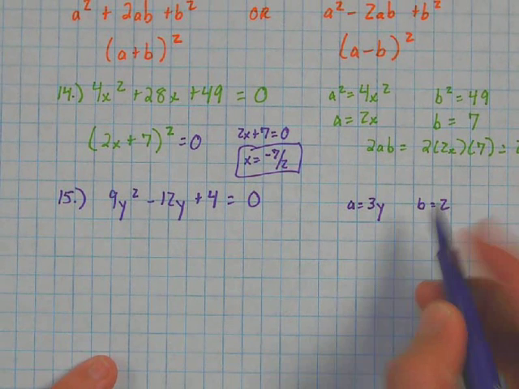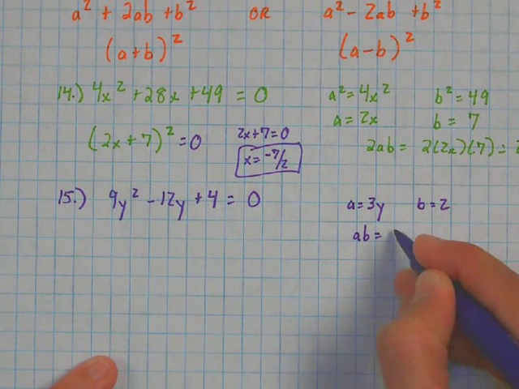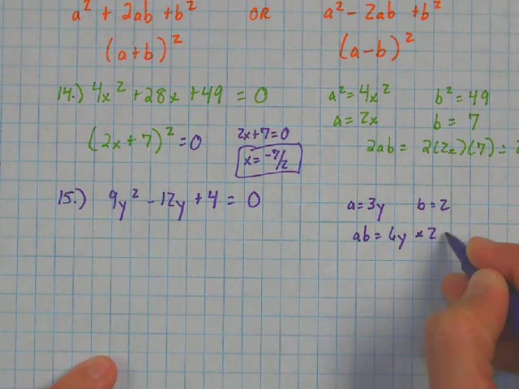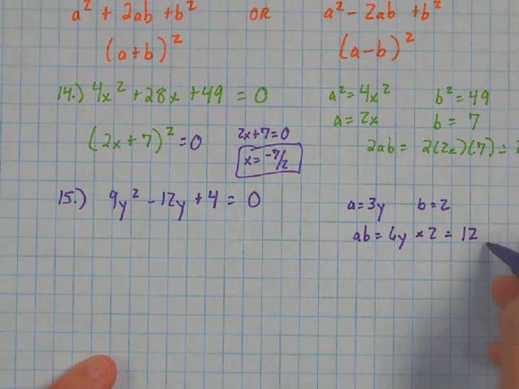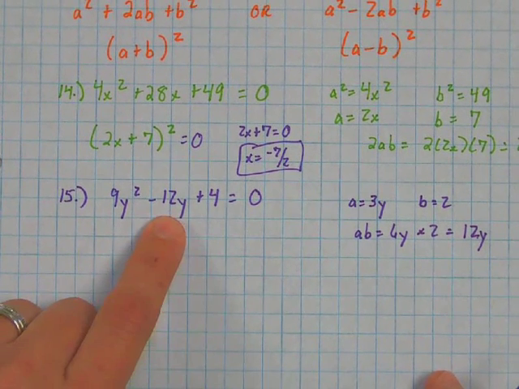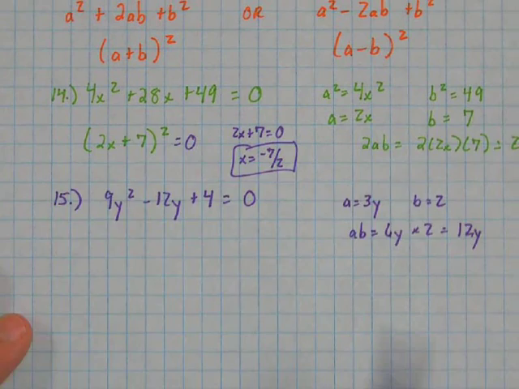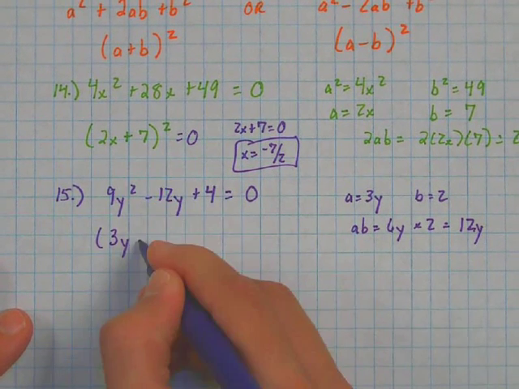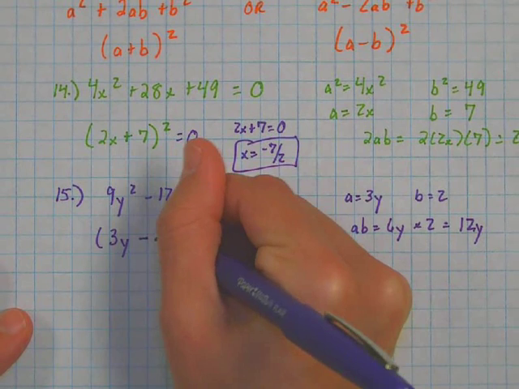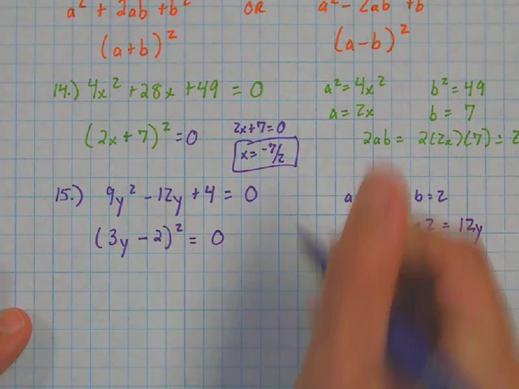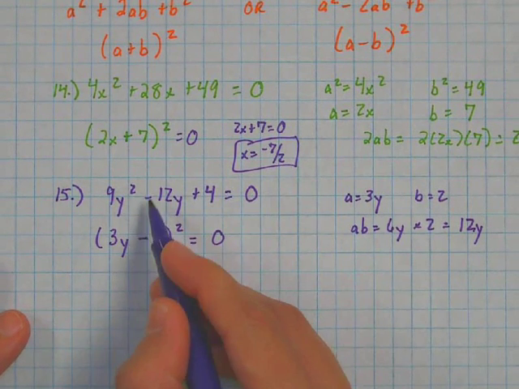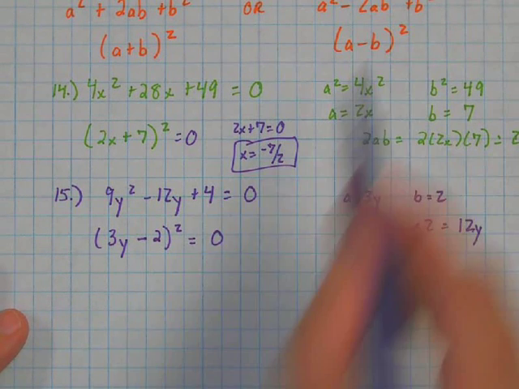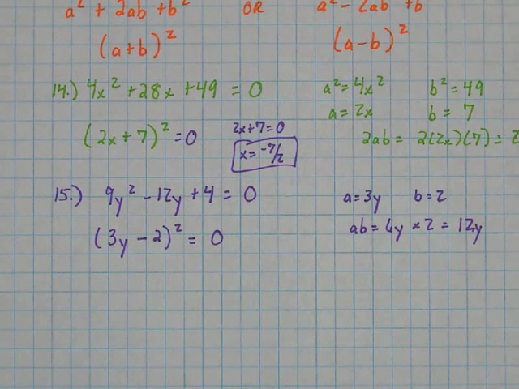So I'll say 3y minus 2 squared. I'm just doing minus because the b value is negative. I've got to take a look at that, otherwise it doesn't work out. So 3y minus 2 equals 0. You would add 2 and divide by 3, so you get y equals 2/3. Whether it's x or y, it's just some variable for you to be able to solve for.